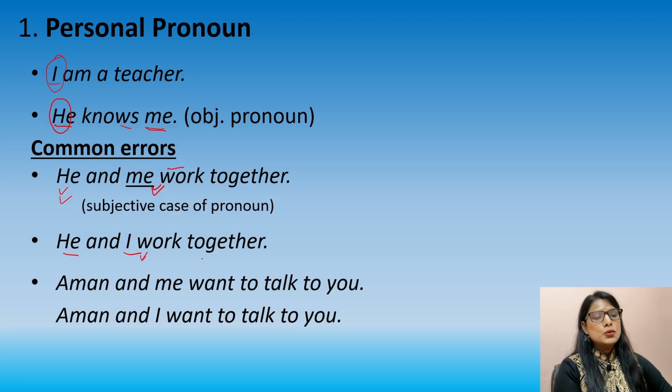Aman and me want to talk to you. Whenever we are talking about another person and we put the other person as a subject and ourselves as a subject, we always put the other person, the second person, first. Like I used Aman first, then me. As I told you, we always use subjective pronoun before a verb. So instead of using me here we will use I. So Aman and I want to talk to you.